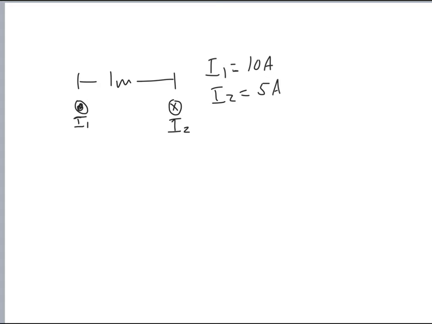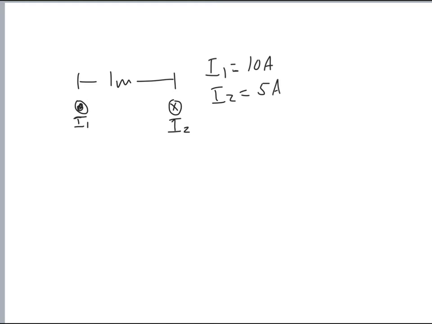We know that each of these wires is going to generate magnetic fields around it. And we know that magnetic fields create attractive or repulsive forces. And so these wires are either going to attract one another or they're going to repel one another. And so what we want to do is find out the force between these two wires and also the direction, whether they're attracting or whether they're repelling.